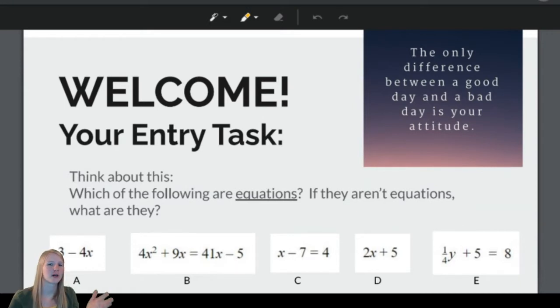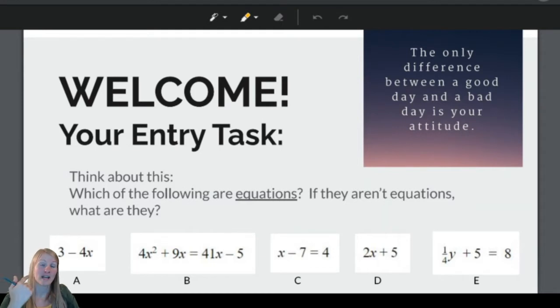Now, each time you enter one of these videos, you will see an entry task as you enter the video. And this entry task, I want you to think about this. Which of the following, A, B, C, D, E, which of those are equations? If they aren't equations, what are they? So I'd like you to pause the video and think about that, then unpause it, and we shall discuss.